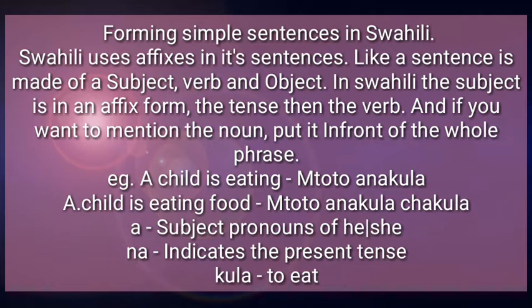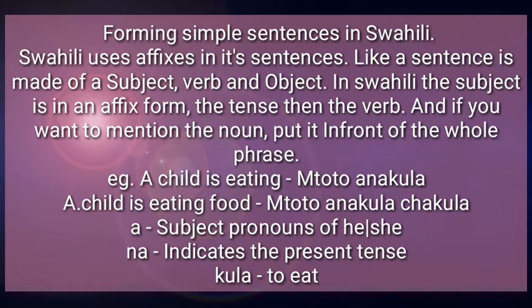Like a child is eating, the word child is mtoto, so it will be mtoto anakula. A is the third person personal prefix. Na represents the present time, and then kula is the verb to eat.